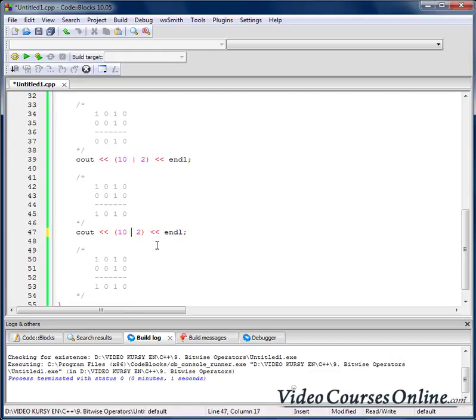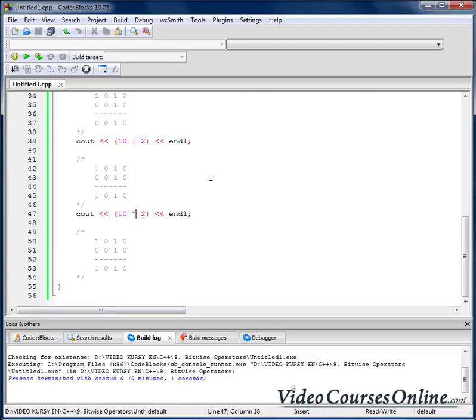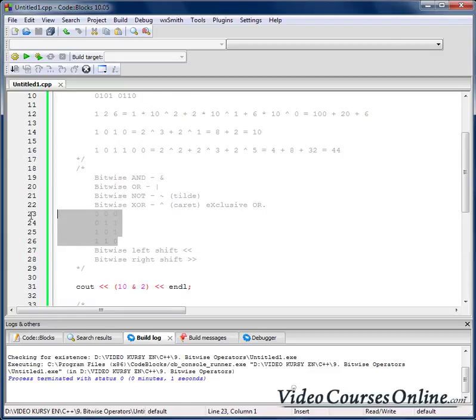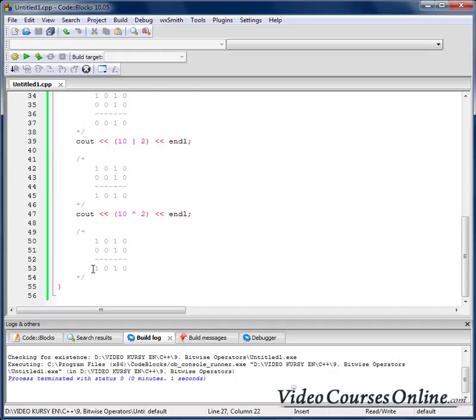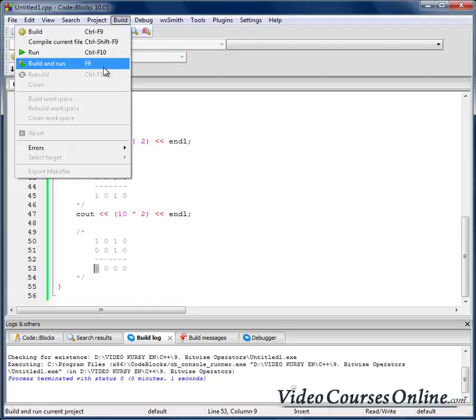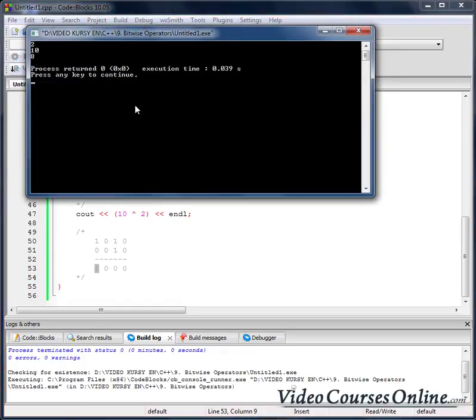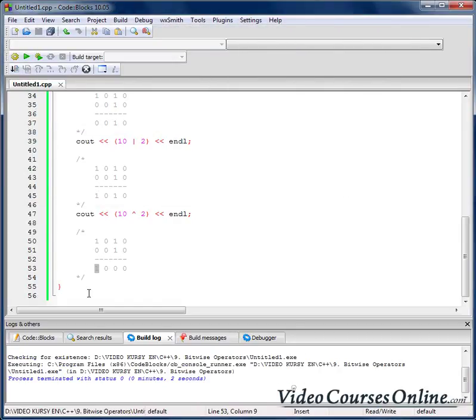Okay, now let's try the alternative OR, exclusive OR, I wanted to say, sorry. And now how it works, we can see here. So here is 1, here is 0, here is also 0. So the result is what? 0 plus 0 plus 0 plus 8. As you can see, it is 8. Cool.